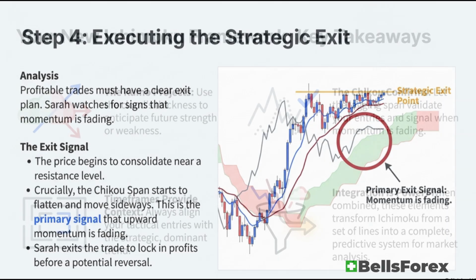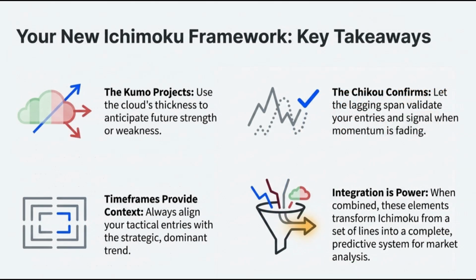So let's tie this all together. What does this deep dive mean for you, the person listening and trying to apply this? It means that Ichimoku is so much more than a basic indicator. When you learn to read the Kumo's thickness, when you use the Chikou for confirmation, and when you layer on multi-timeframe analysis, you move from just being a chart watcher to a genuine analyst. You're making decisions based on a complete, holistic view.